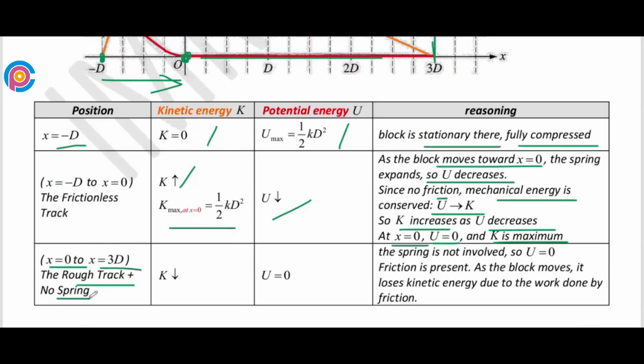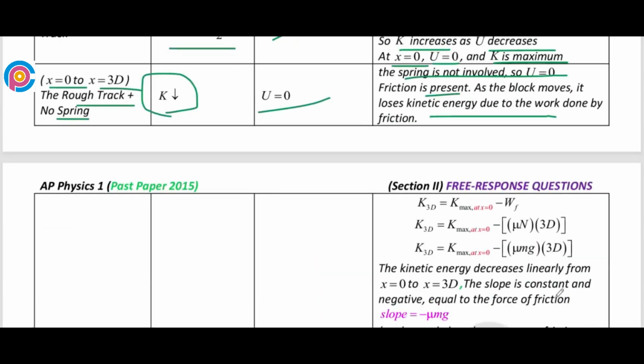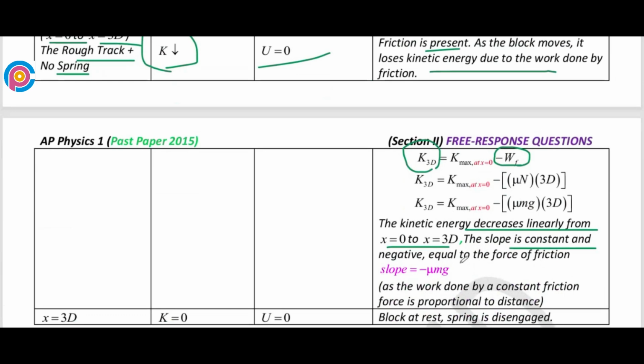Next, the position from x0 to x equal to 3d. On the rough track, no spring is involved, so potential energy is 0. Friction is present, so the block loses kinetic energy. At x equal to 0 the kinetic energy is there, and the work done against friction is minus mu N times the total distance 3d, force times distance. That is the equation we can use to calculate the kinetic energy for the rough part. Kinetic energy decreases linearly from x0 to x equal to 3d. The slope is constant, with a negative force, minus mu m g, involved.